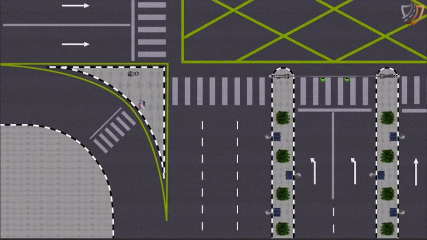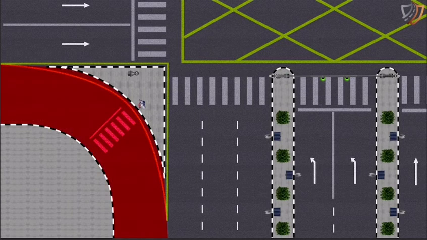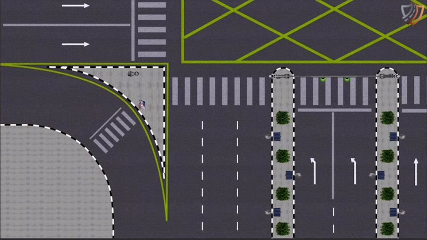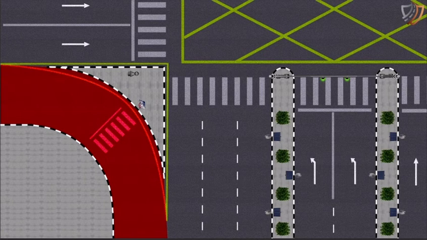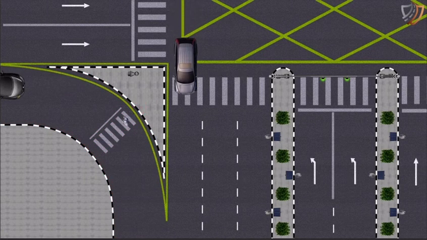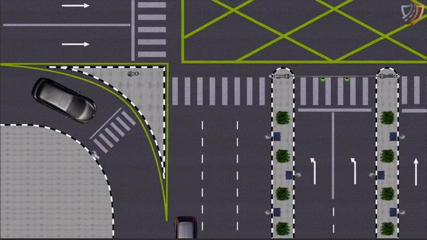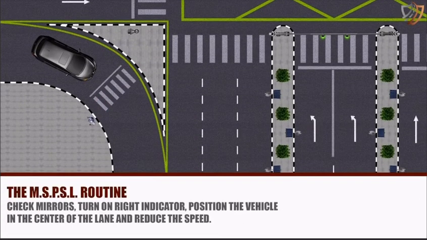Mostly, traffic light intersections have slip lanes that are used to turn right without actually entering the intersection. Therefore, to make a right turn from the traffic light, motorists must use the slip lane if available. While approaching the slip lane, follow the MSPSL routine. Check mirrors. Turn on the right indicator. Position the vehicle in the center of the lane and reduce the speed.